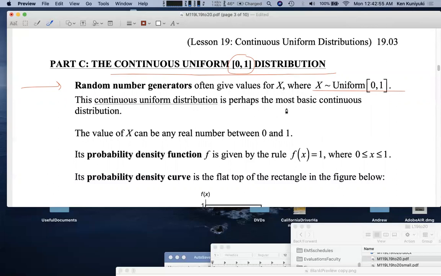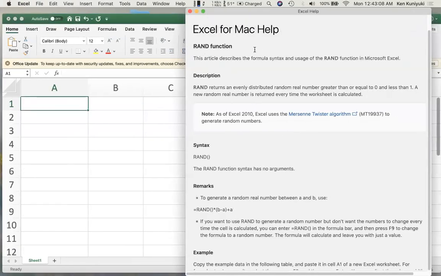This distribution is perhaps the most basic continuous distribution, even more so than the bell curves. The value of x in this case can be any real number between 0 and 1. And in fact, on Excel, there is a function, the RAND function, which generates values from this distribution. This is the description on Excel: RAND returns an evenly distributed random real number greater than or equal to 0 and less than 1, basically between 0 and 1. A new random real number is returned every time the worksheet is calculated.